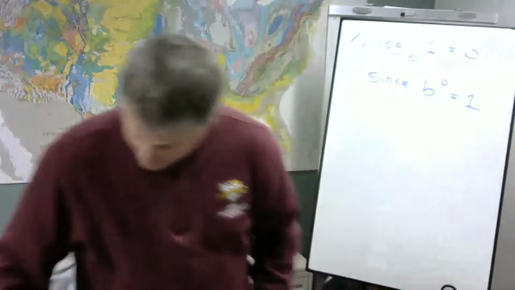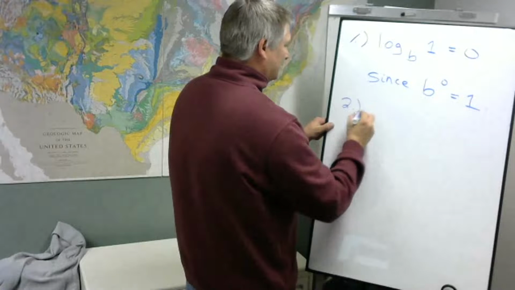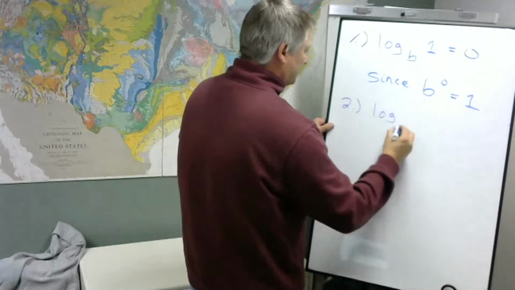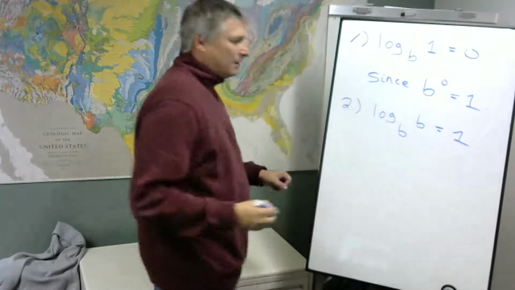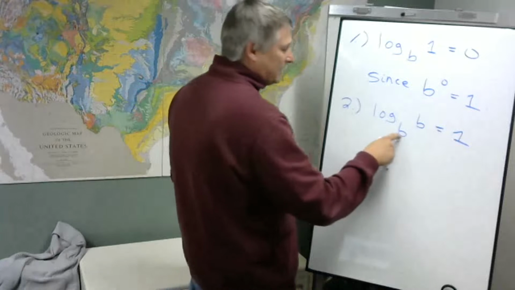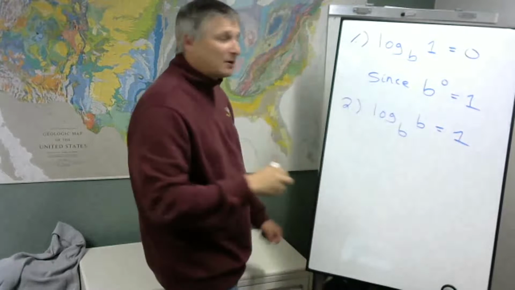Now, we also get something like this. The logarithm of b to the base b equals 1. And we can also justify this by saying any number to the first power gives you that same number.